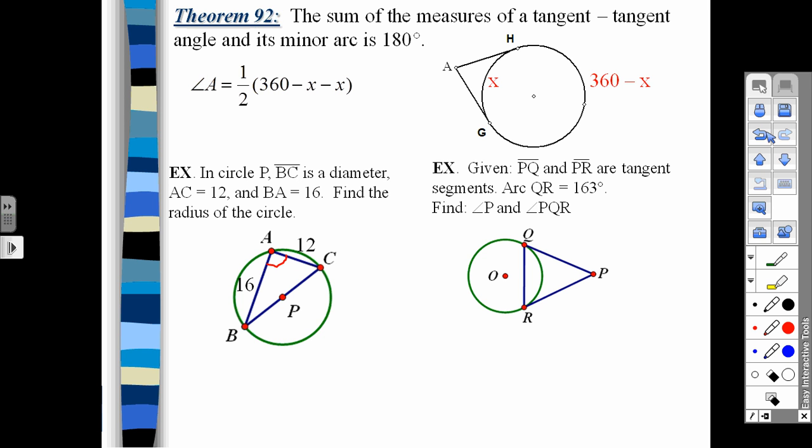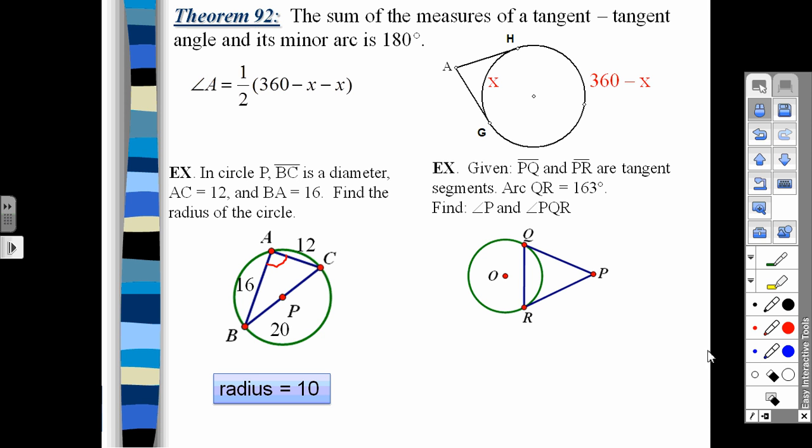Oops, that was really poor, but whatever. Okay, so we can use our Pythagorean triples. That now we know that BC is going to be 20. And so if BC is 20, that's the diameter. We want the radius. We just take half of that, so the radius is 10.